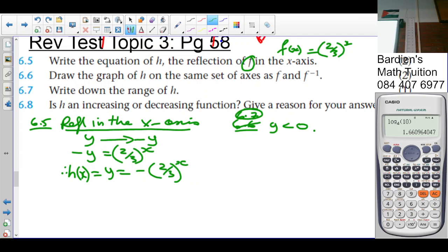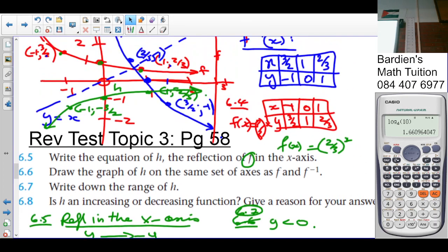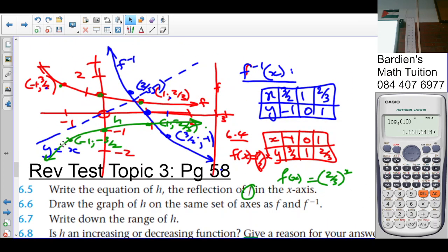6.8. Is h an increasing or decreasing function? So let's look at h. It is increasing. Why is it increasing? As x increases, the y value increases. You must remember, for increasing and decreasing, we're always reading it from the left to the right. So to answer that question, it is an increasing function. As x increases, the value of y increases.